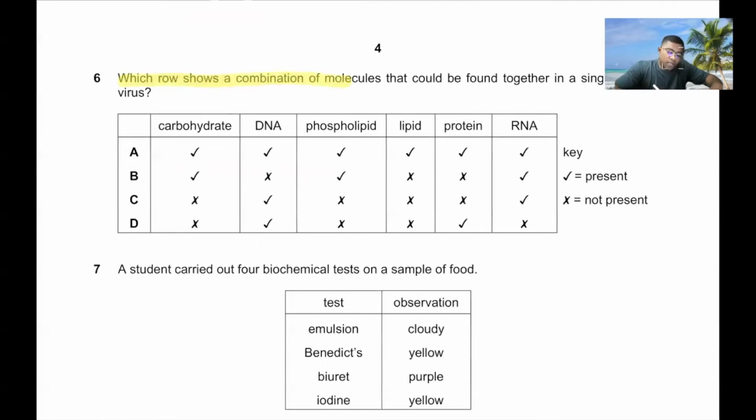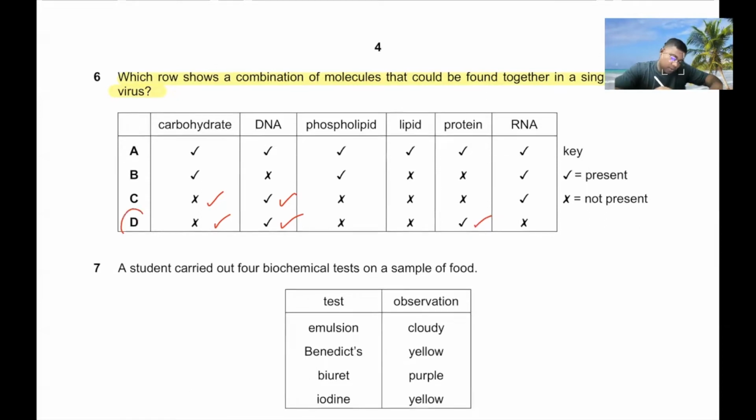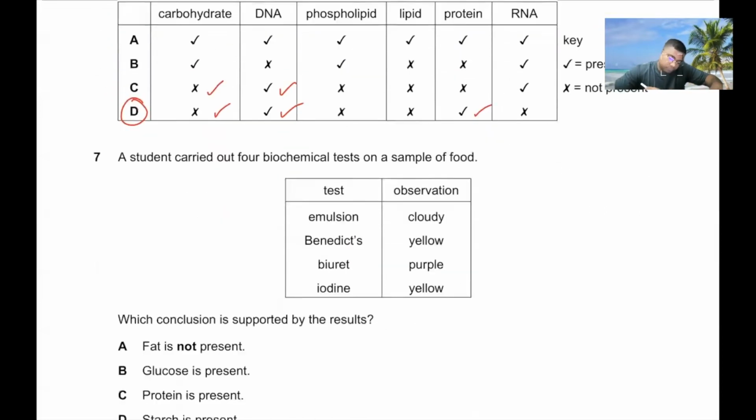Which row shows a combination of molecules that could be found together in a single isolated virus? In a single isolated virus, there will be no carbohydrate. There could be DNA. Phospholipids, there is no chance. Lipids, no. Proteins, yes, there should be a protein coat. And RNA may not be present. So option D is the correct answer.